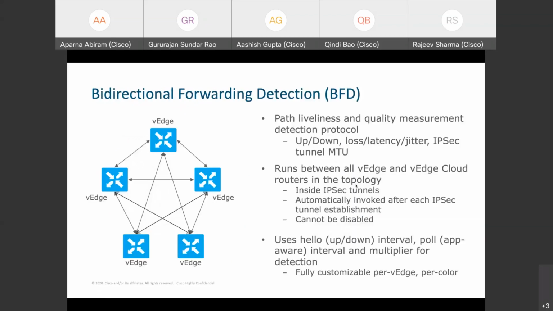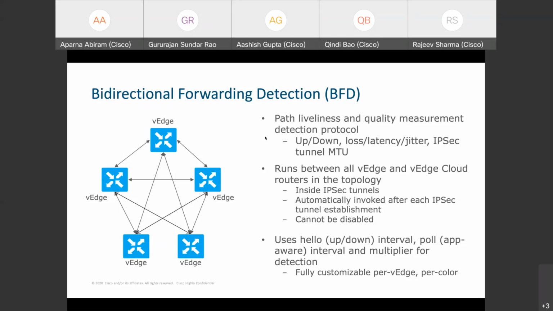And next comes Bidirectional Forwarding Detection. Earlier, in a couple of slides, you might have noticed that when I mentioned the data plane tunnels will have a BFD formed with the other one. So BFD actually comes into the picture between the edges which have the data plane tunnel. It runs on both the vEdges and the cEdges, and it runs inside these IPsec tunnels. As soon as this data plane tunnel is established, the BFD is automatically invoked. There is no way that we can disable the BFD sessions.